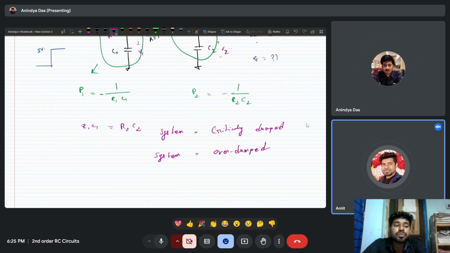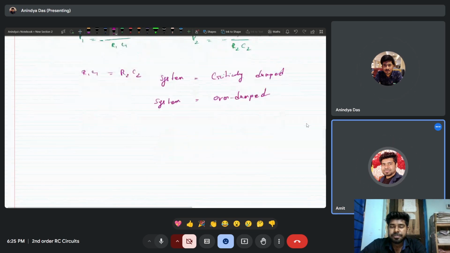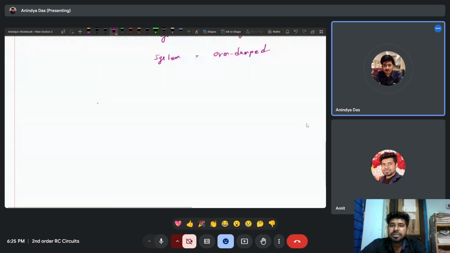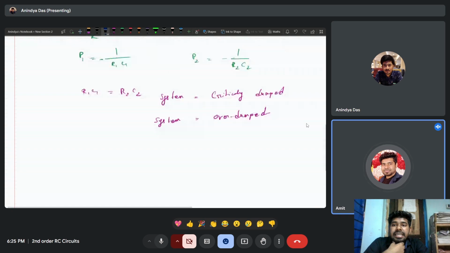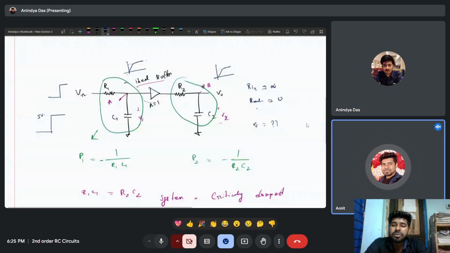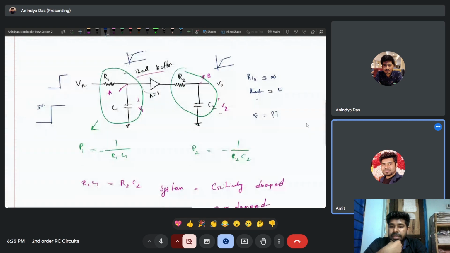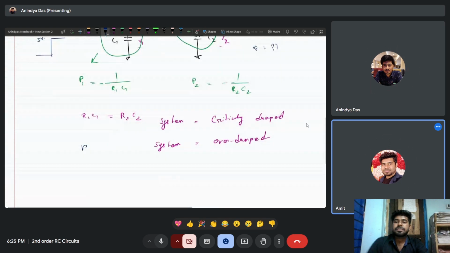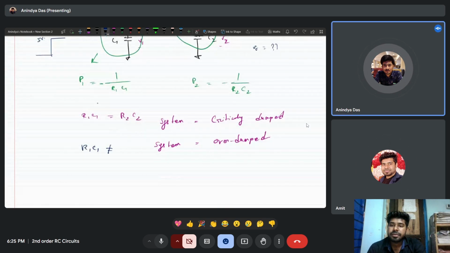For both of these cases, please also draw the waveform, right? Yes, we should draw. Okay, first, Anindo, for the second case write the condition where R1 C1 not equal to R2 C2. Exactly.